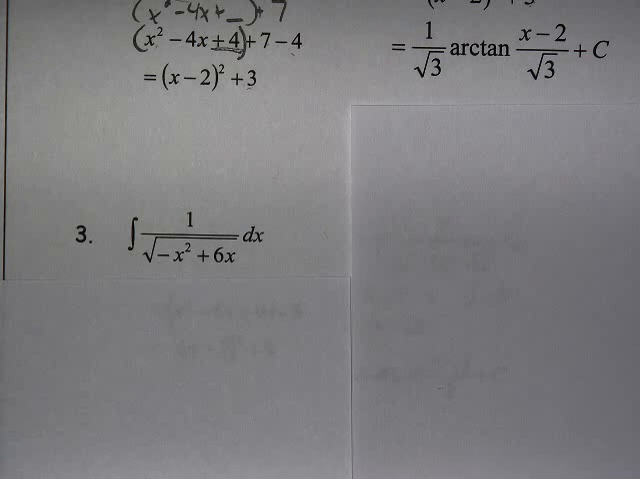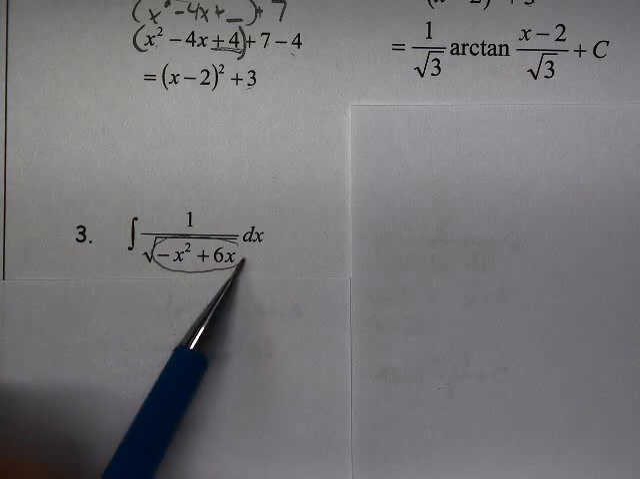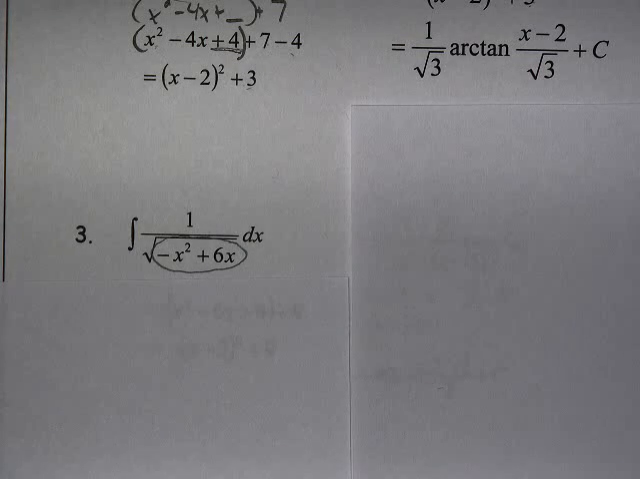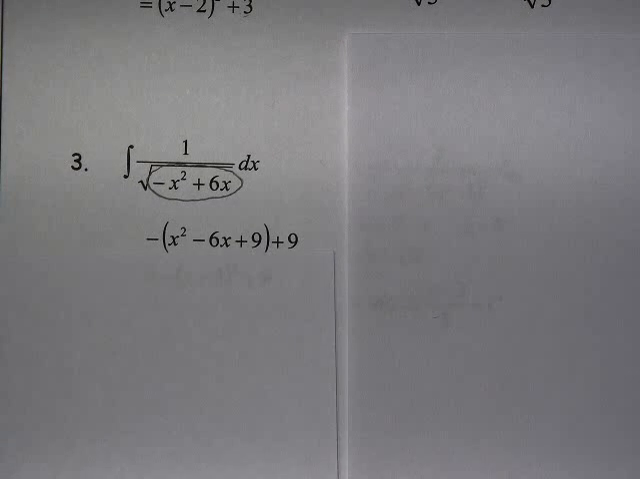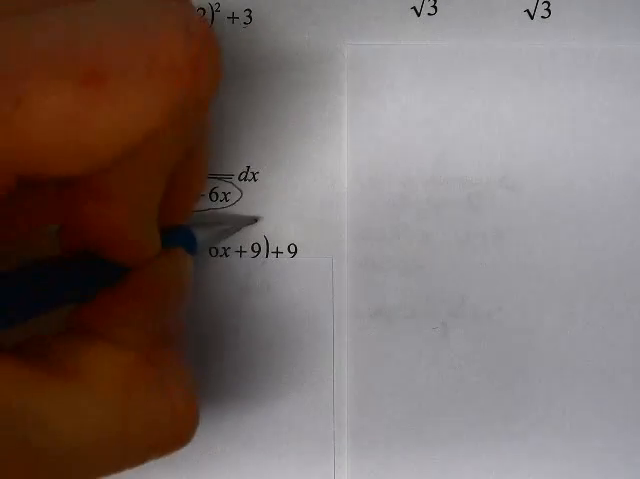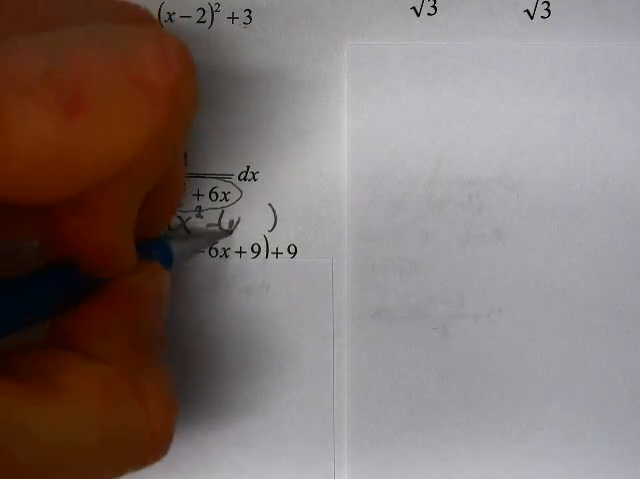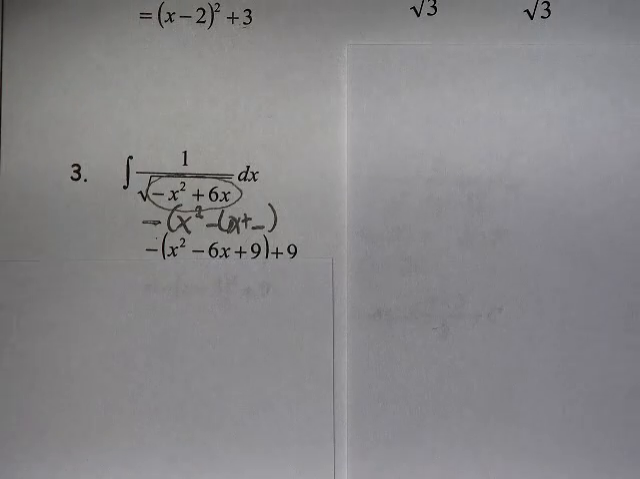Now I have a square root here, so I'm either going to have an arcsine or an arcsecant as my result, because I have a square root in the denominator. So I'm going to complete the square on this part inside the square root. When I do that, I have to factor out the negative first. So I factor out a negative. I have x squared minus 6x plus blank.